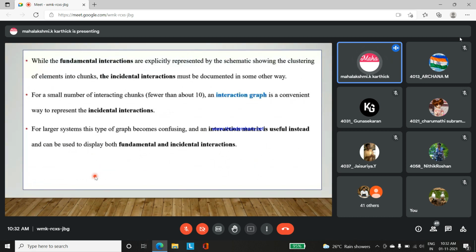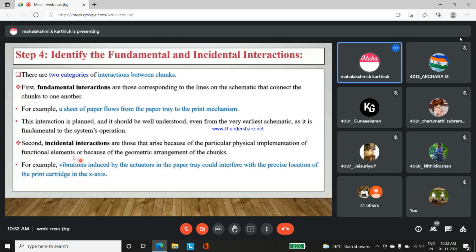For fundamental interactions, we do not need that much coordination. But when you are going to depend on incidental interactions, in the step 4 process, teamwork and coordination should be there to find out the problems that arise during a particular physical implementation of any functional elements inside a product.